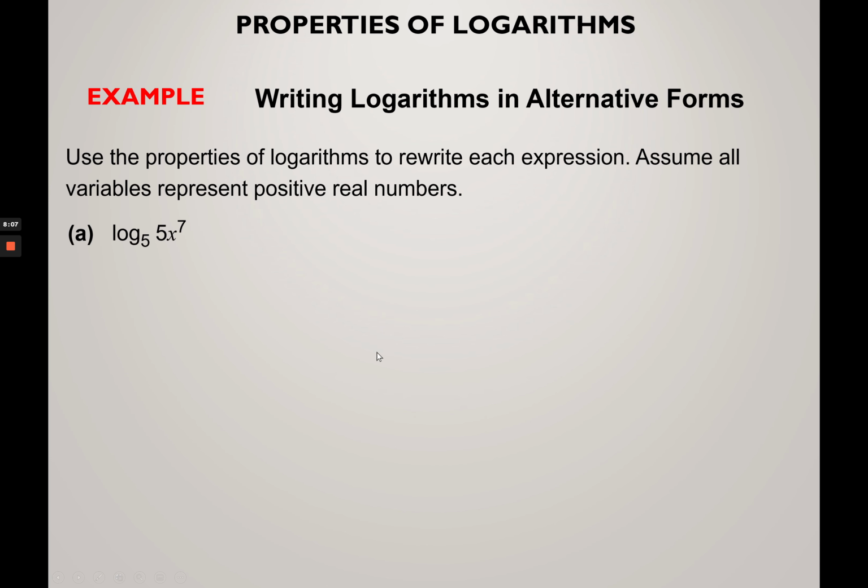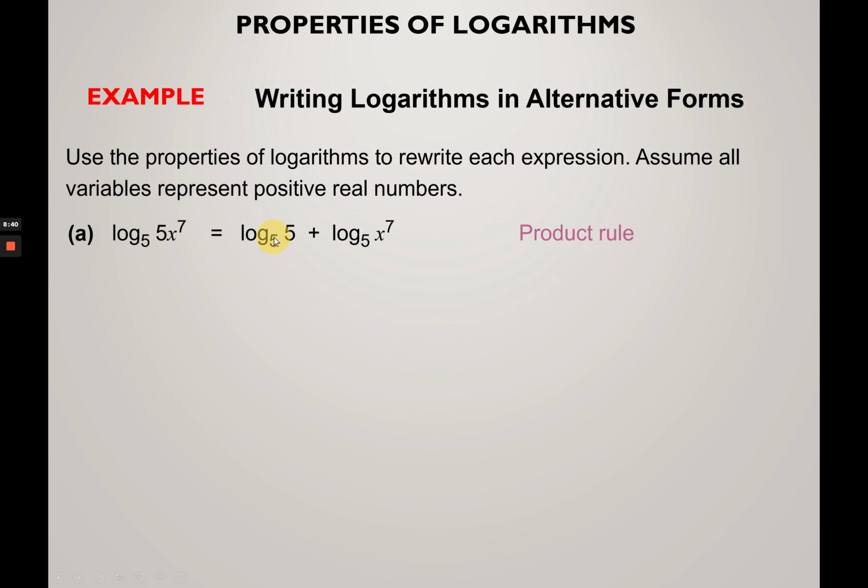Now, we can combine all the properties to write alternative forms of logarithmic expression. Let's have an example. You have logarithm base 5 of 5 times x raised to 7. So remember, this is multiplication. We can apply your product rule. You can separate them with a plus sign of the same logarithm. So you have logarithm base 5 of 5 plus logarithm base 5 of x raised to 7.